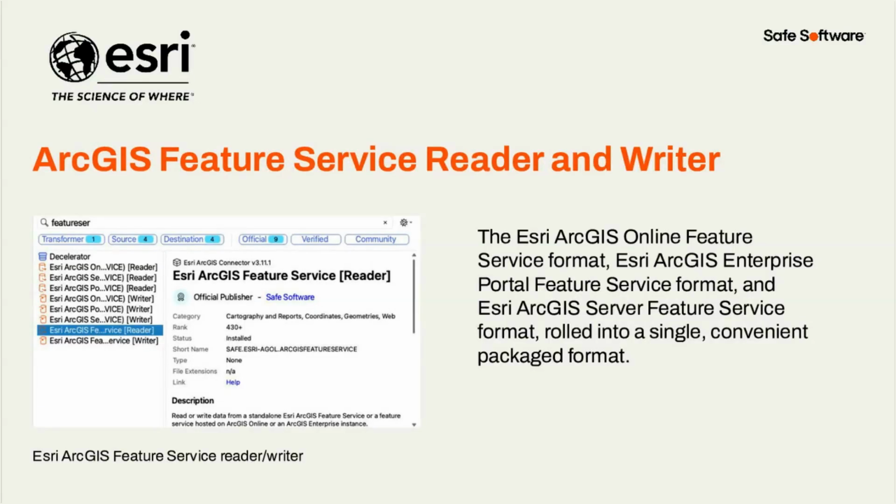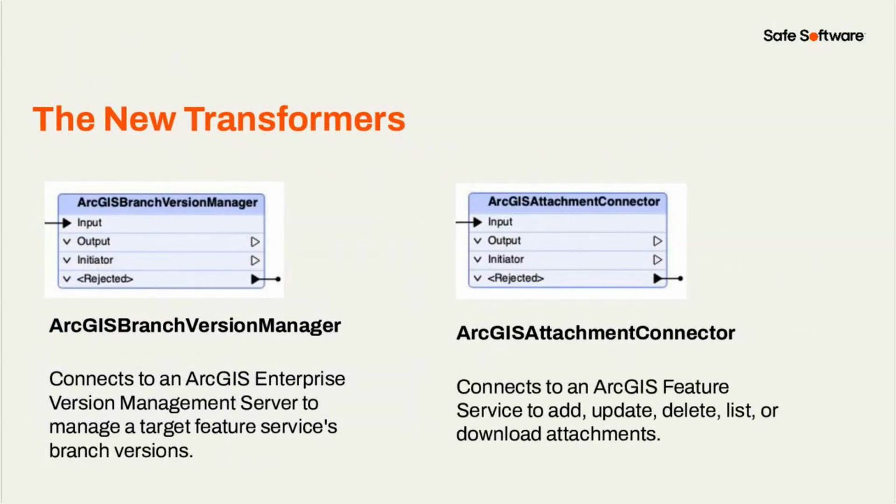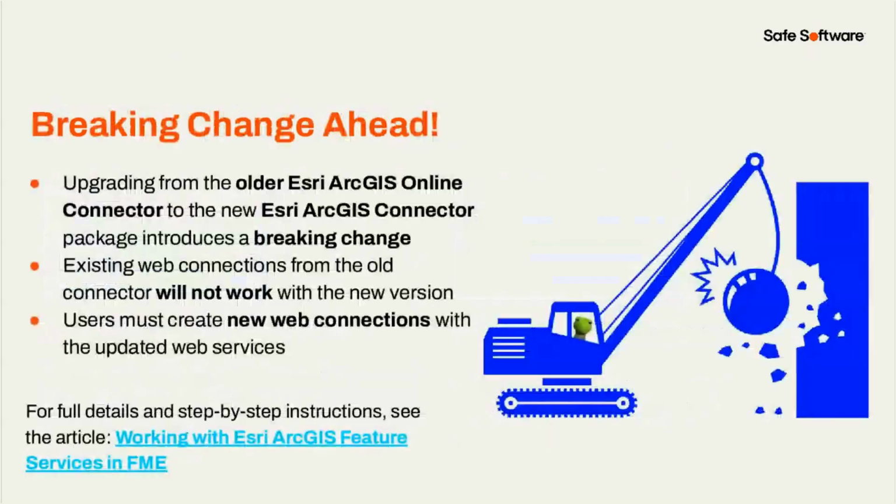A good way to tell if you're connecting to the package is above the title, you'll see a little package icon with a version of the package. You can download that and use it, try it out, let us know how you feel about it. And again, we just have these new transformers, which we'll be demoing. So the branch version manager and the attachment connector.